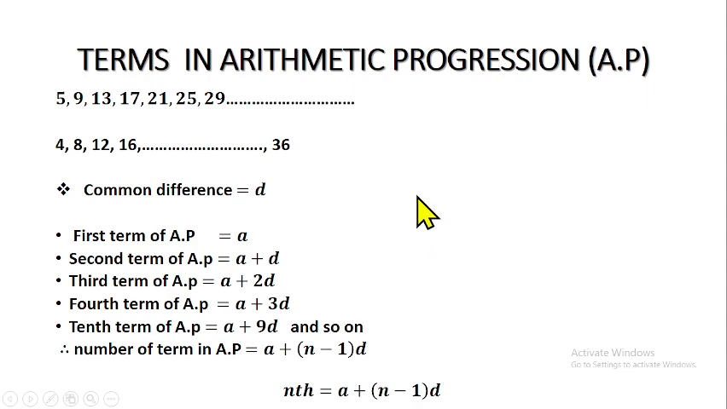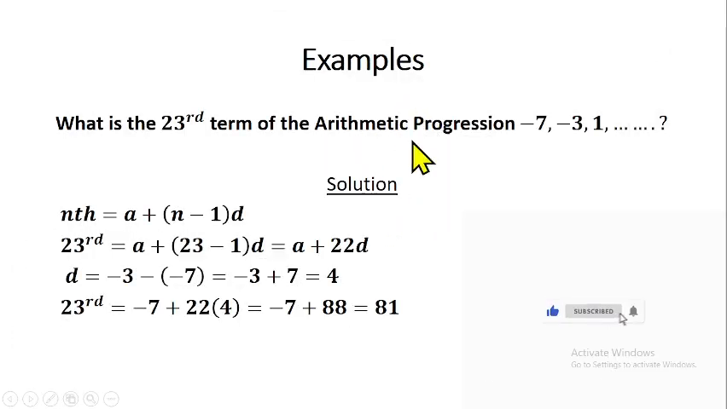Can we continue? Yes. Now, if you understand what we have just discussed, let's solve some examples on arithmetic progression. What is the 23rd term of the arithmetic progression minus 7, comma, minus 3, comma, 1, comma, and so on? The question means that when we continue this sequence and get to the 23rd term, what are we going to meet there? That's what they want us to derive.